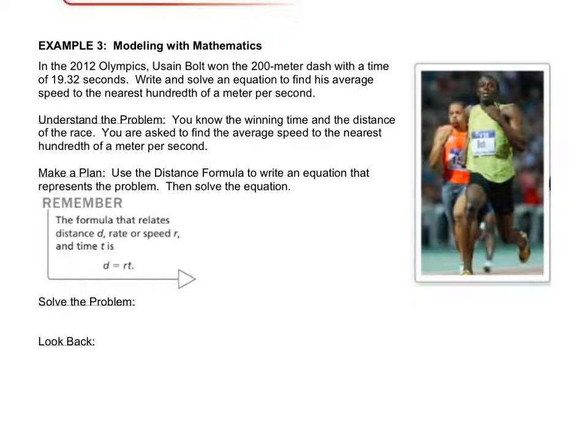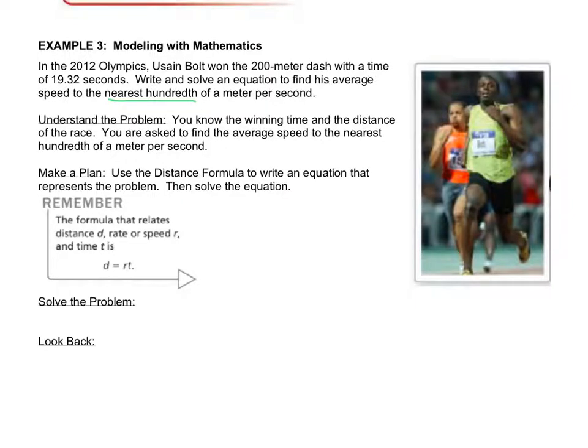In the 2012 Olympics, Usain Bolt was one of the famous sprinters, and he won the 200-meter dash in 19.32 seconds. We want to solve an equation to find his average speed to the nearest hundredth. So that's something you might want to put a little note to, the nearest hundredth, so that we're thinking about rounding our final answer.